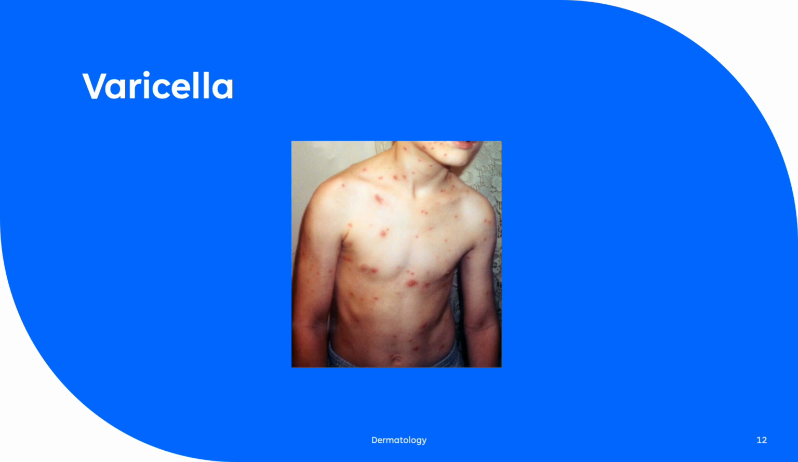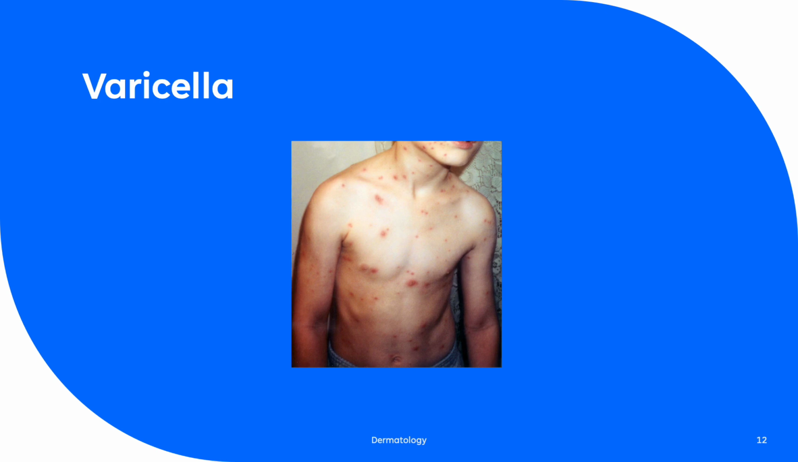Now let's take a look at varicella, commonly known as chickenpox, which is a highly contagious viral infection. It is caused by the varicella zoster virus and spreads rapidly among unvaccinated individuals. It spreads through respiratory droplets from coughs and sneezes, as well as through direct contact with the rash. It is particularly contagious from 1 to 2 days before the rash appears until all lesions have crusted over.